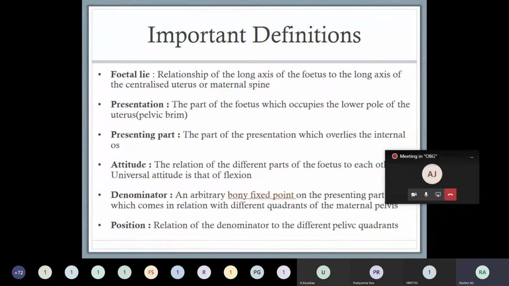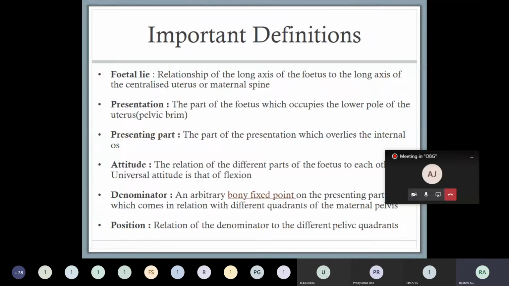Coming to the attitude. What is attitude? Attitude is the relationship of the fetal parts to one another. What is the normal attitude of the fetus inside the womb of the mother? It is the attitude of universal flexion. But when we come to occipital posterior position, the attitude of universal flexion is not maintained. When there is a partial deflexion, or a deflexed attitude of the fetus, then we get occipital posterior position.